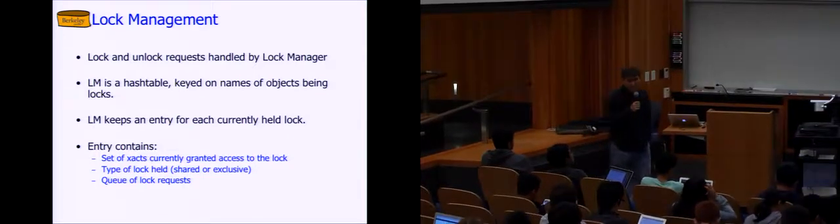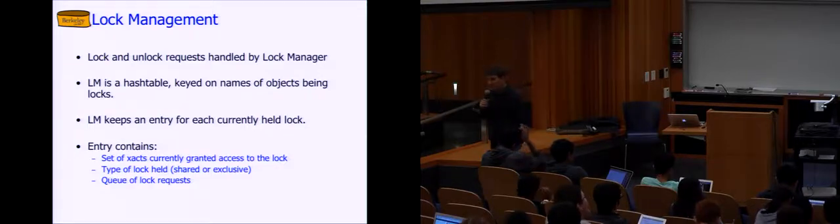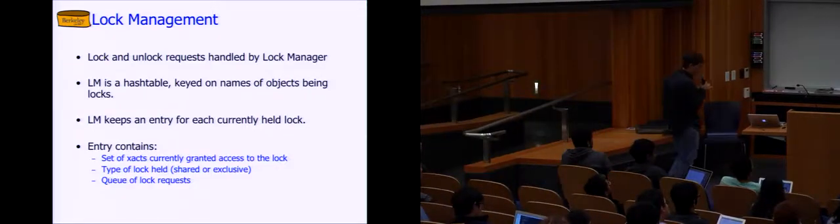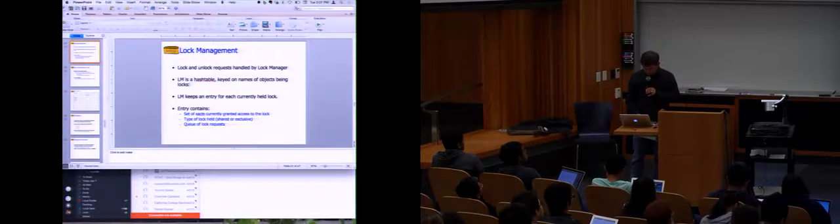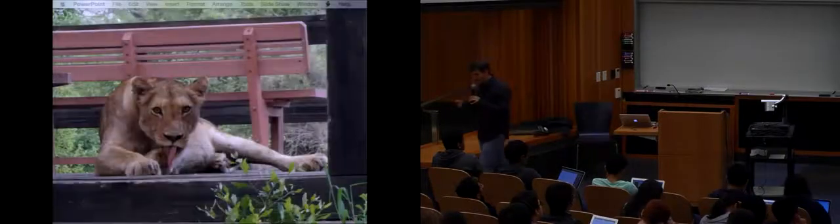The lock manager maintains one data structure, which is a hash table, which is keyed on the names of the objects being locked. It says being locks, but it should say being locked. It's pretty confusing the way it's written. So in the previous screen, we were locking things called A and B and so on. Those are the keys of this hash table.